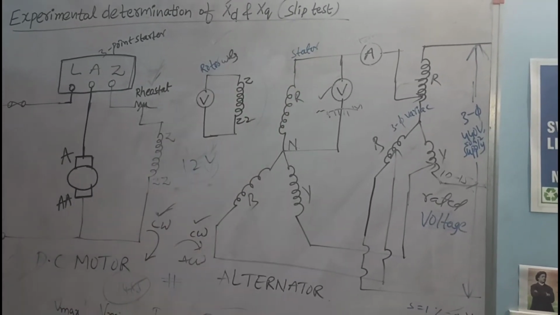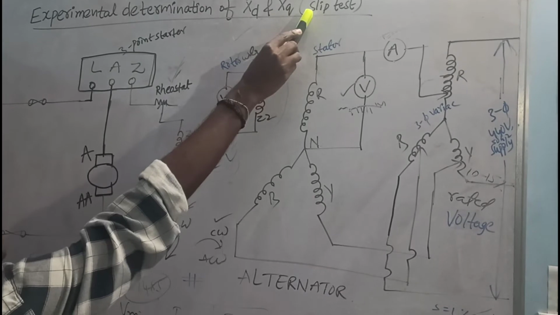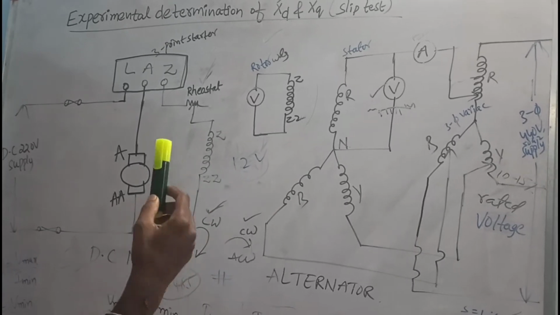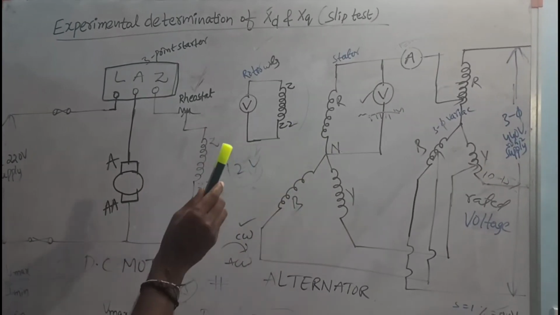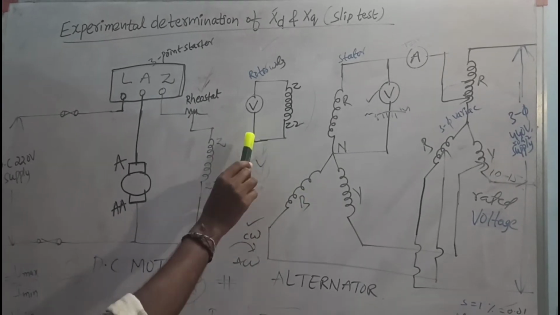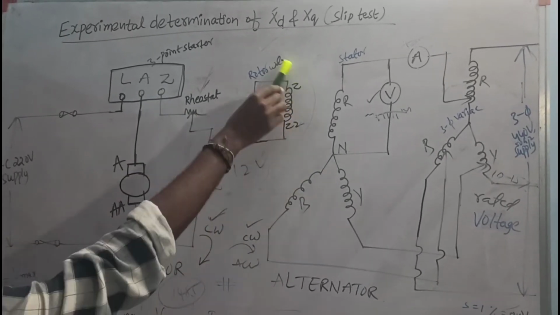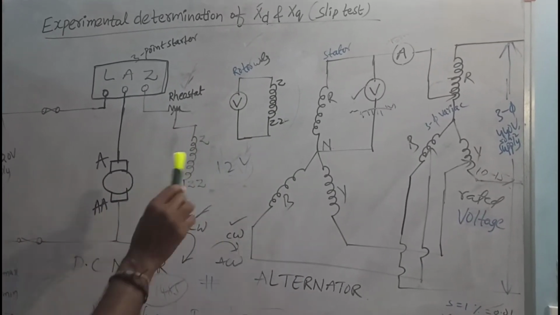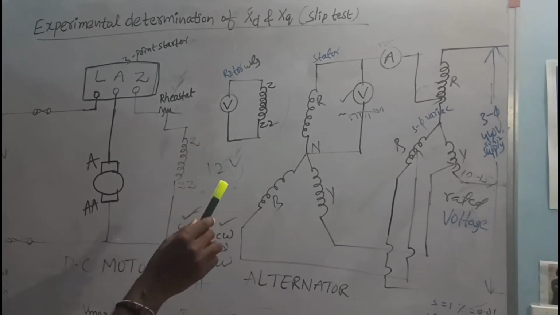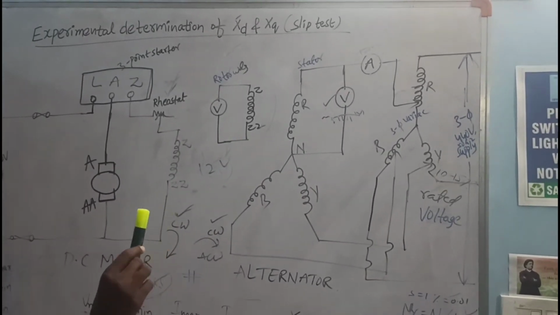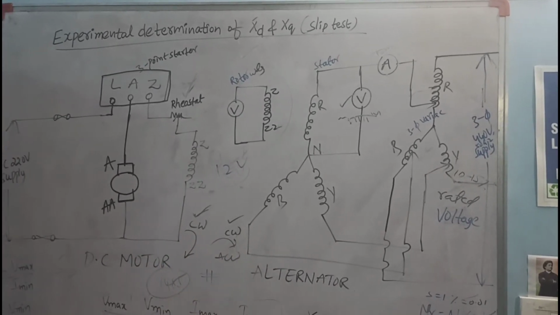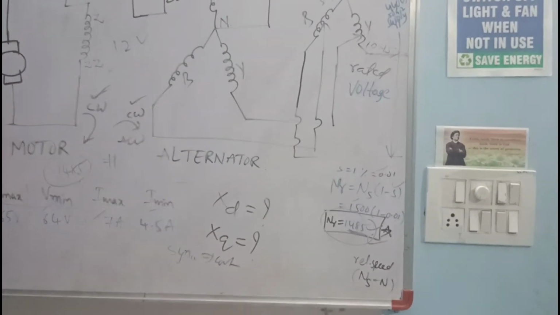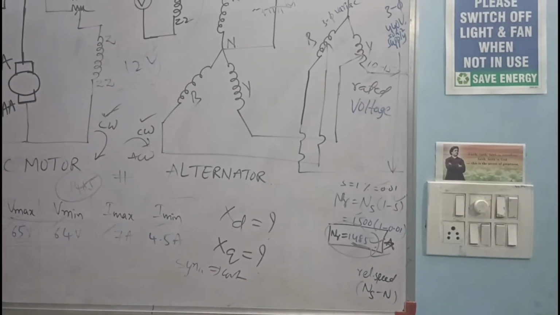Why slip? As in the induction motor, the stator winding is given a 3-phase supply and that stator field cuts the rotor winding. Then EMF is induced in the rotor, so on the rotor side you get the slip frequency. So what is slip? Slip is the difference between NS, the synchronous speed, and the rotor speed. The slip formula is (NS minus NR) by NS.